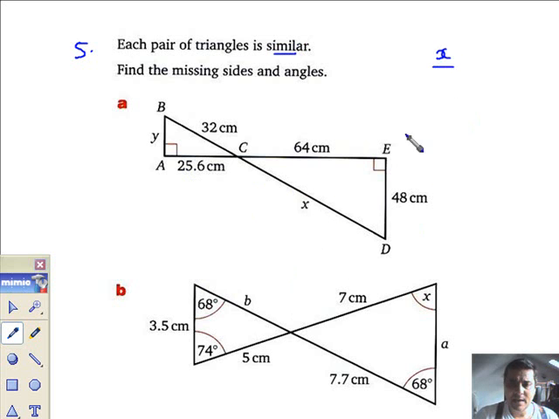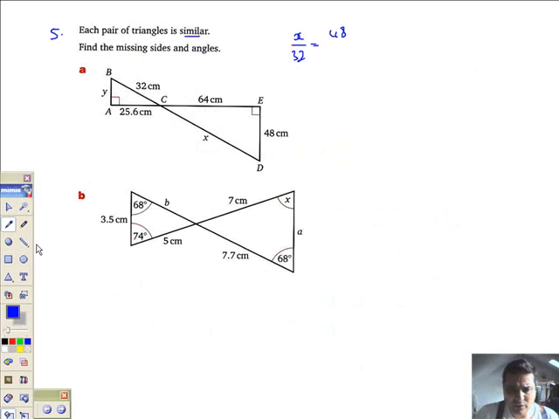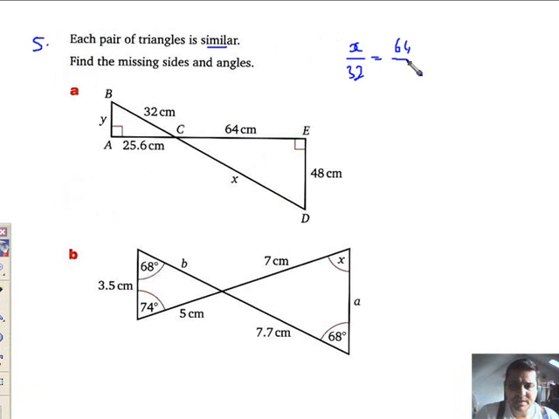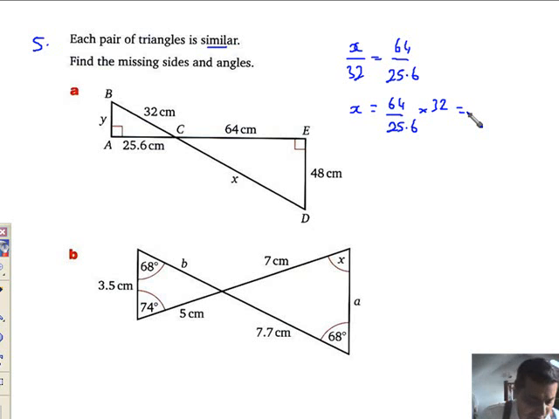So let's just say X divided by the corresponding smaller side 32, just like comparing the big one, 48. No, I won't do that because I haven't got the corresponding Y yet, so I'm going to backtrack on that. It would have been correct, but I couldn't work it out. So what have I got here? I've got big over little equals big over little. This is the 64, one of the big sides on the bigger triangle, divided by its corresponding smaller side, 25.6. Take over 32. X equals 64 divided by 25.6 multiplied by 32. And that will give us an answer straight away.